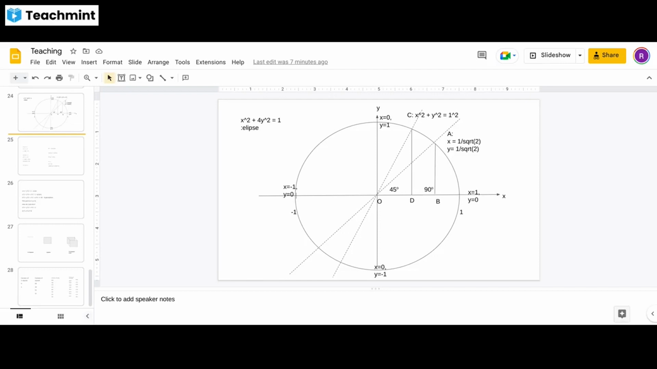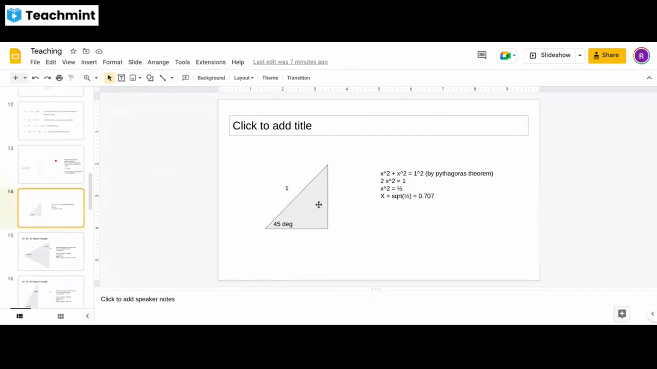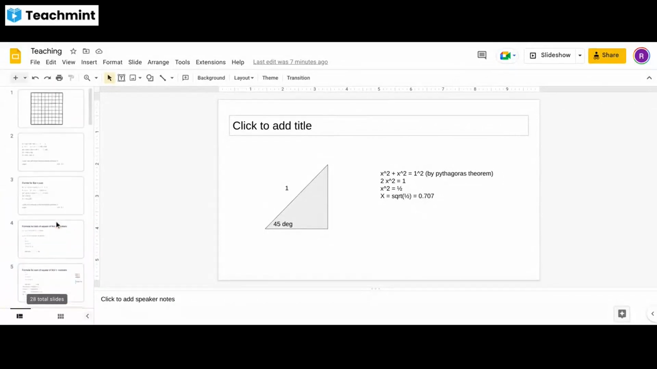Okay, so you remember we were doing this 45 degrees. If this is 45 degrees, then this is also 45 degrees, so it's an isosceles triangle. And then we said, what is this? This squared plus this squared has to be 1 squared, because it is an isosceles right angle triangle. So x squared plus x squared is equal to 1 squared. So x has to be 1 by root 2, which is about 0.707.